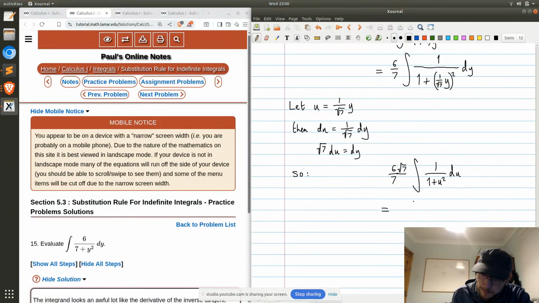That is arctan of u, 6 root 7 over 7 arctan of u plus c, and then 1 over y over root 7. 6 root 7 over 7 arctan y over root 7 plus c.